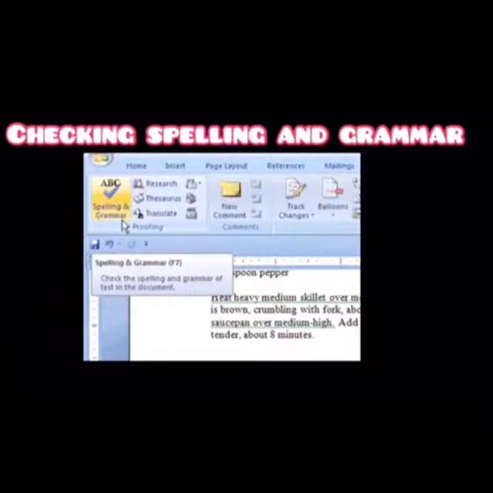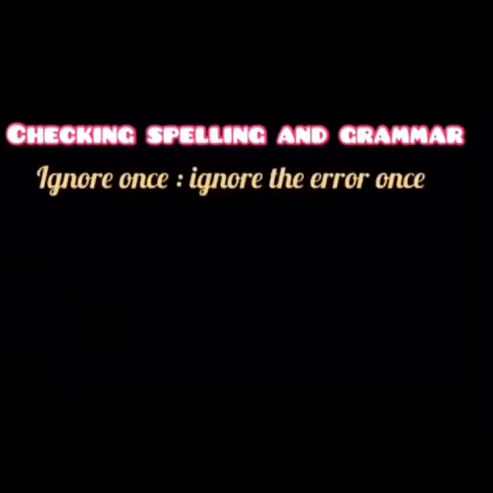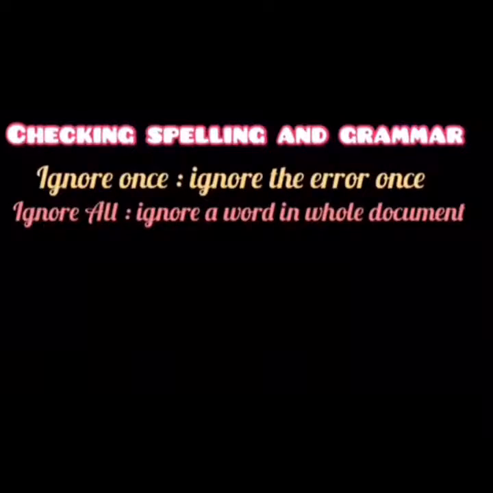There will be a number of correct spellings displayed on the suggestion panel, which is present at the bottom of the dialog box. You can select the correct option from that table. Now, when we are doing this, we will have many options in that dialog box. The first one is ignore once. Ignore once means ignore the error once in the document.